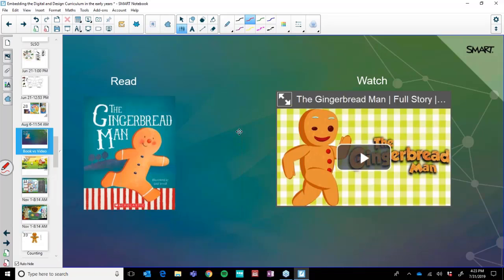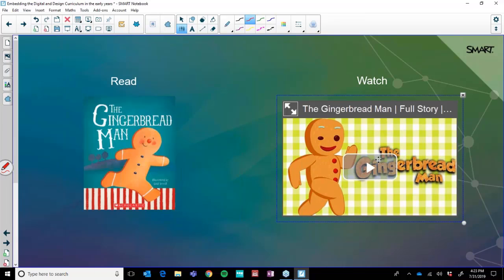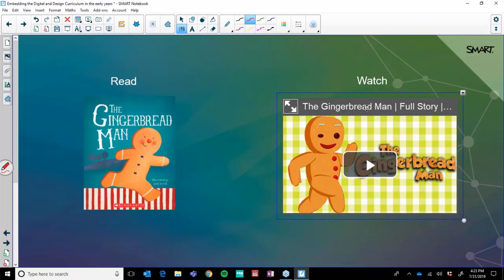This was an activity that we had done last year with another school, and so we were starting to implement this into this school. So what we did was we read The Gingerbread Man, and then we embedded the Gingerbread Man YouTube video so that we could compare and contrast what we liked and what we didn't like between the book and the video. And again, embedding YouTube videos is very simple.